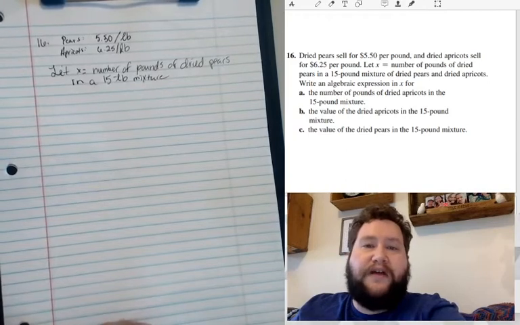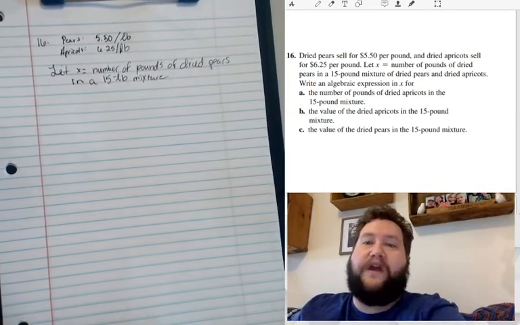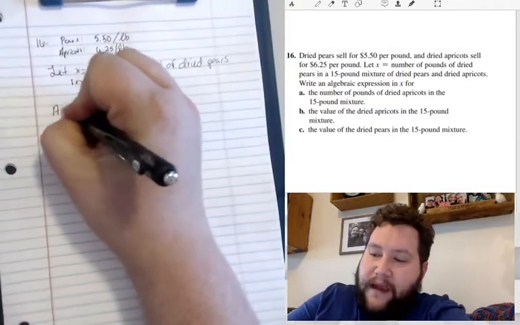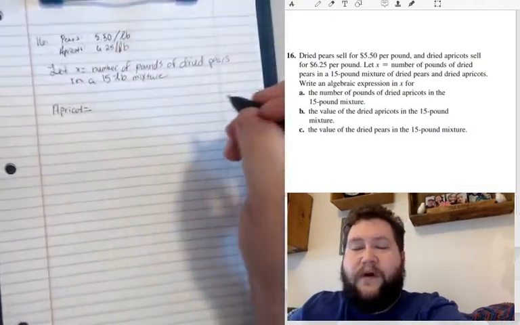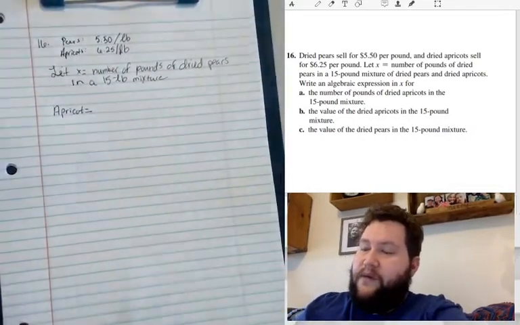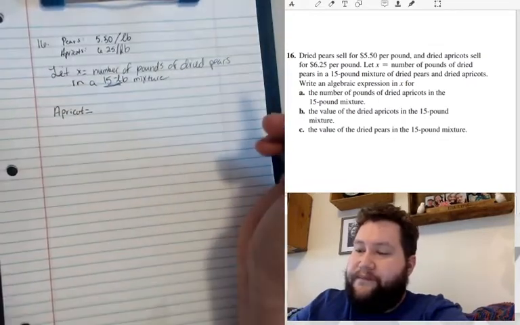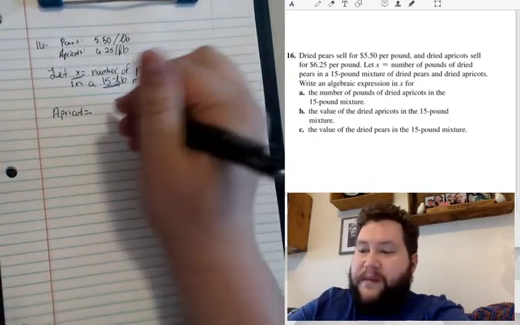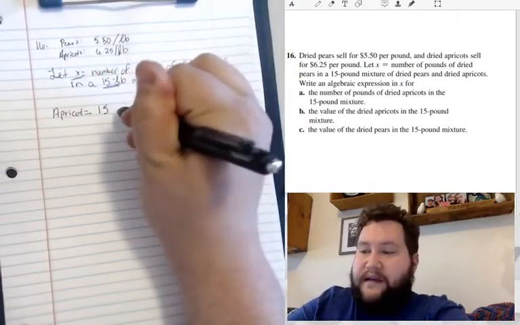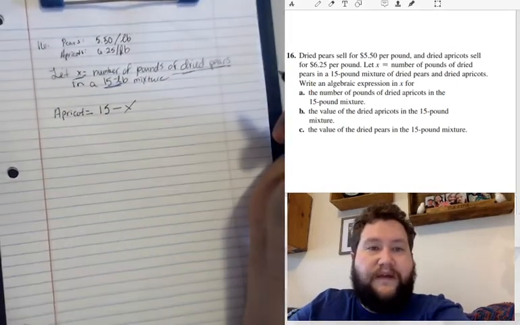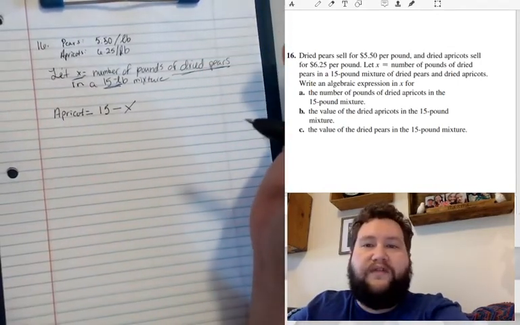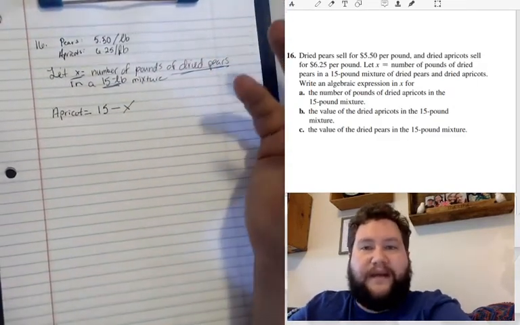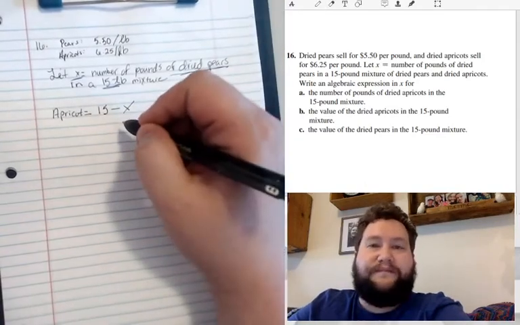And it wants 3 algebraic expressions. The number of pounds of dried apricots in the 15-pound mixture. Well, apricots is equal to, well, what do we know the total amount is? We know the total is 15 pounds. And we know that x is the pounds of pears. So it's going to be whatever in the 15 pounds isn't pears. 15 minus x. So suppose there were 2 pounds of pears, there'd be 13 pounds of apricots. Or if there were 8 pounds of pears, 7 pounds of apricots, right? So it's whatever is left.